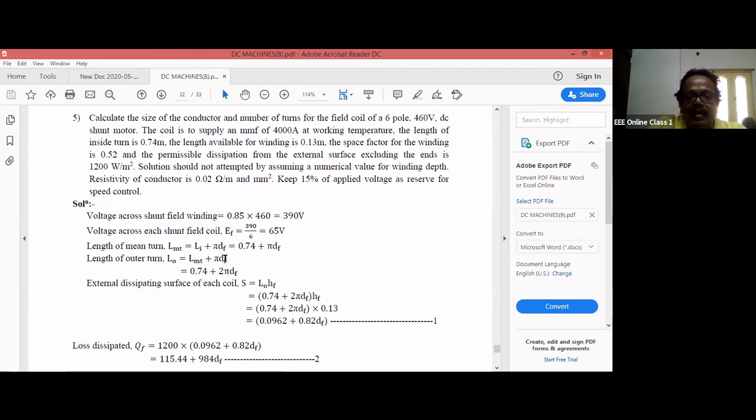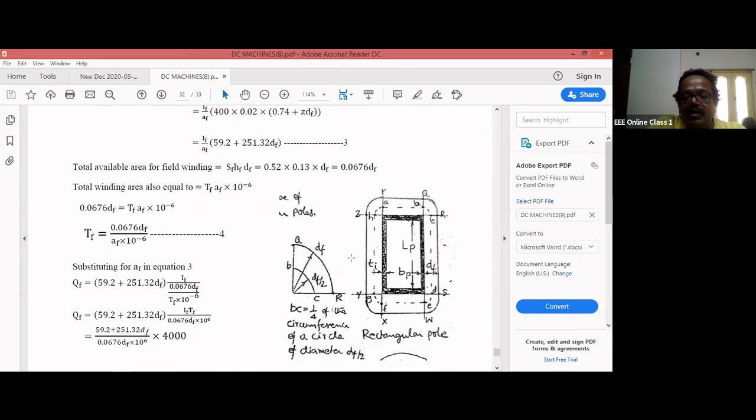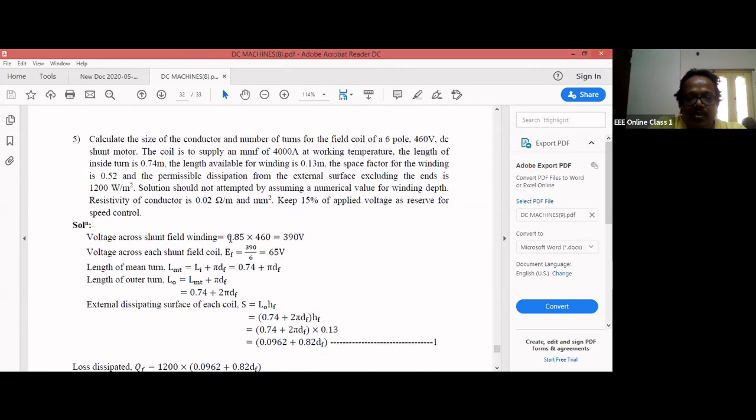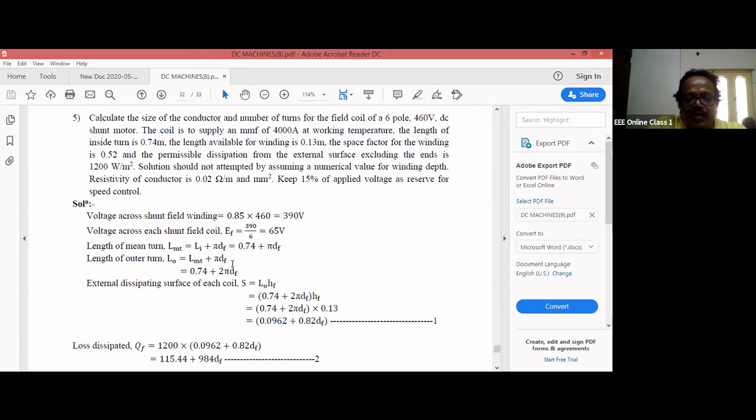Once again, d can be written as 2r, so pi d is 2 pi r. What is r here? Radius is nothing but df, because I want the outer turn. So pi df can be written as 2 pi r, and r is equal to df. So length of outer turn L0 is equal to 0.74 plus 2 pi df. Okay, that is your length of outer turn.